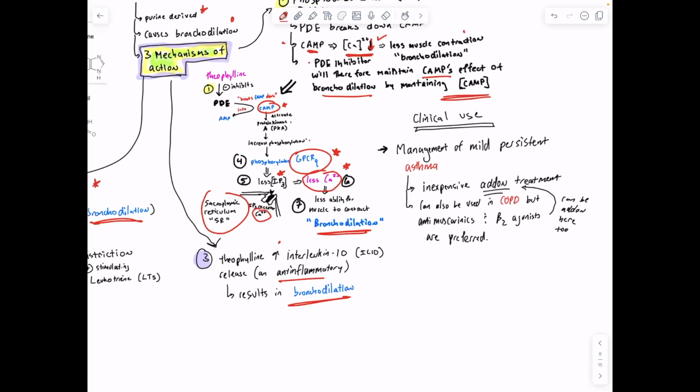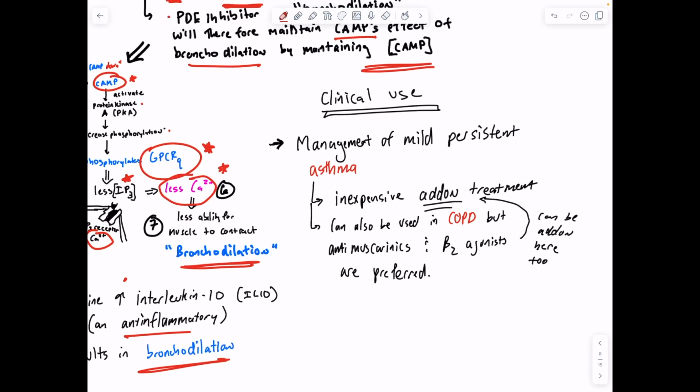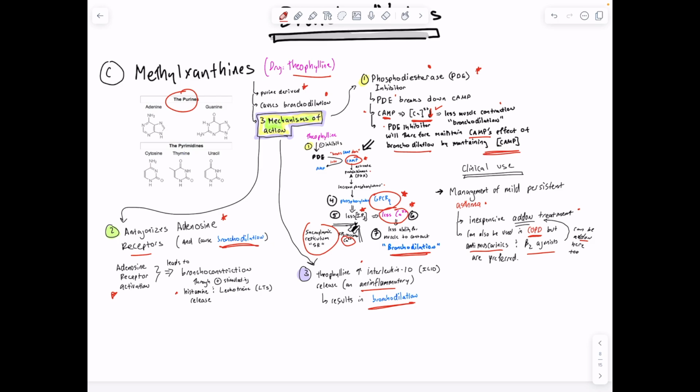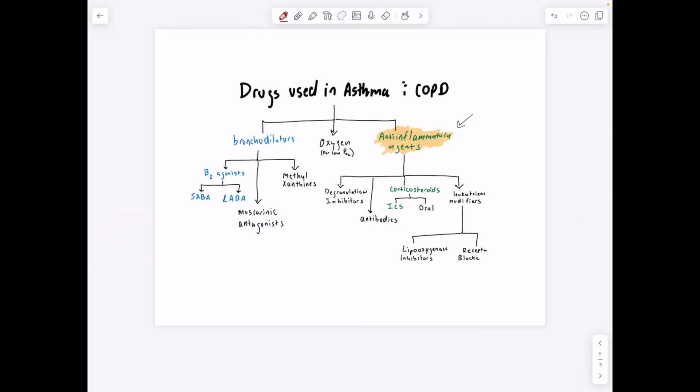All right, so theophylline is going to help in the management of persistent asthma. It's relatively inexpensive and is going to typically be used as an add-on, especially in COPD, but generally antimuscarinics, our LAMAs and our SAMAs, and then our beta-2 agonists, our SABAs and our LABAs, are preferred. All right, so we'll take a quick pause there. Next, we're going to go into our anti-inflammatory agents.